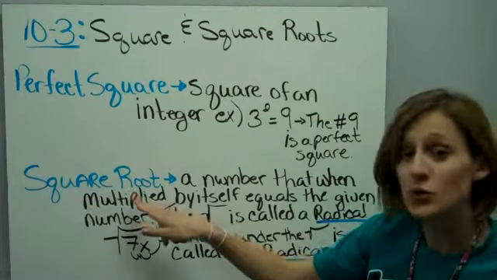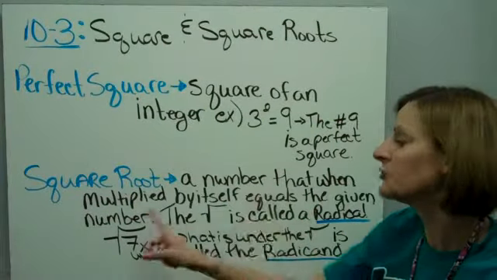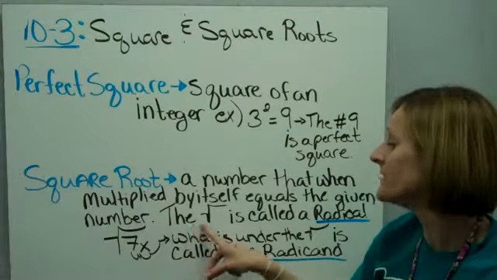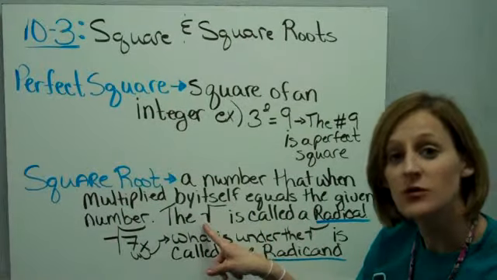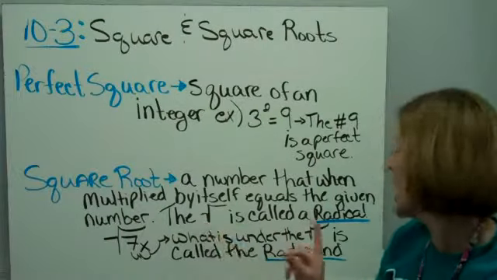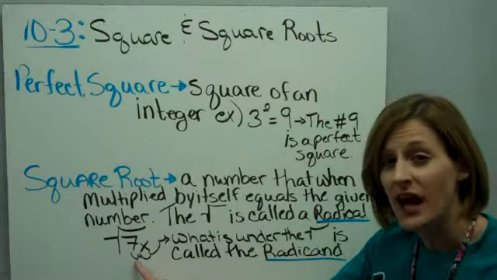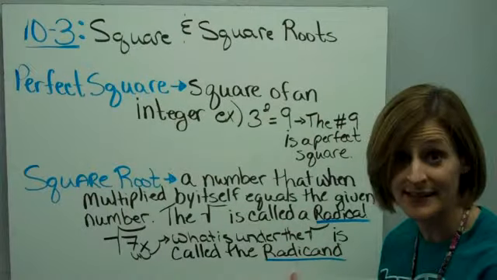A square root is a number that, when multiplied by itself, equals the given number. So, this sign right here is the square root sign that we use, and we call it a radical. What goes under the square root sign is what we call the radicand.